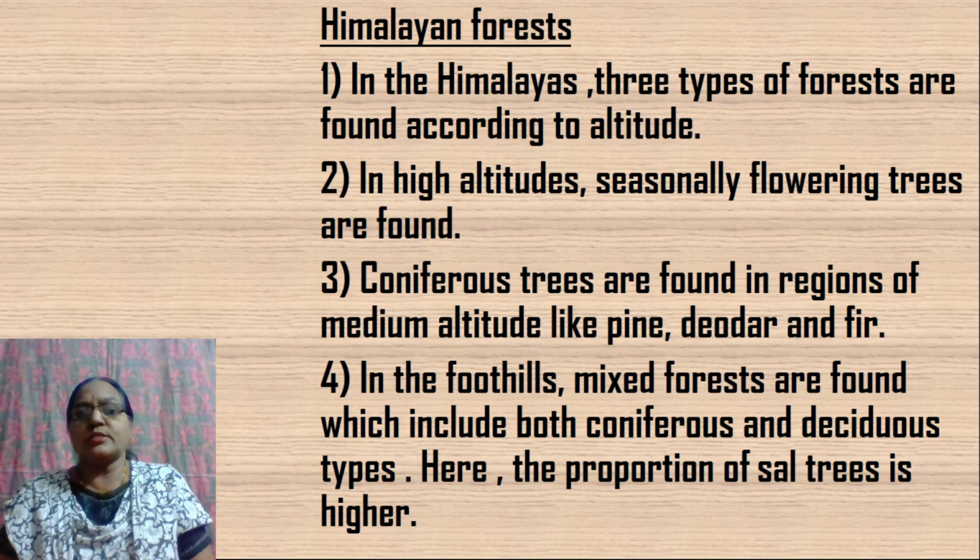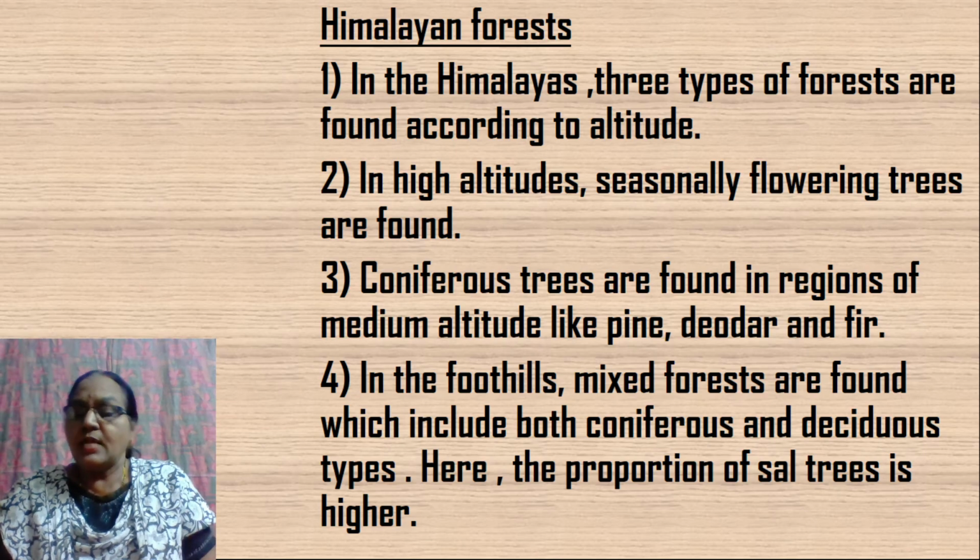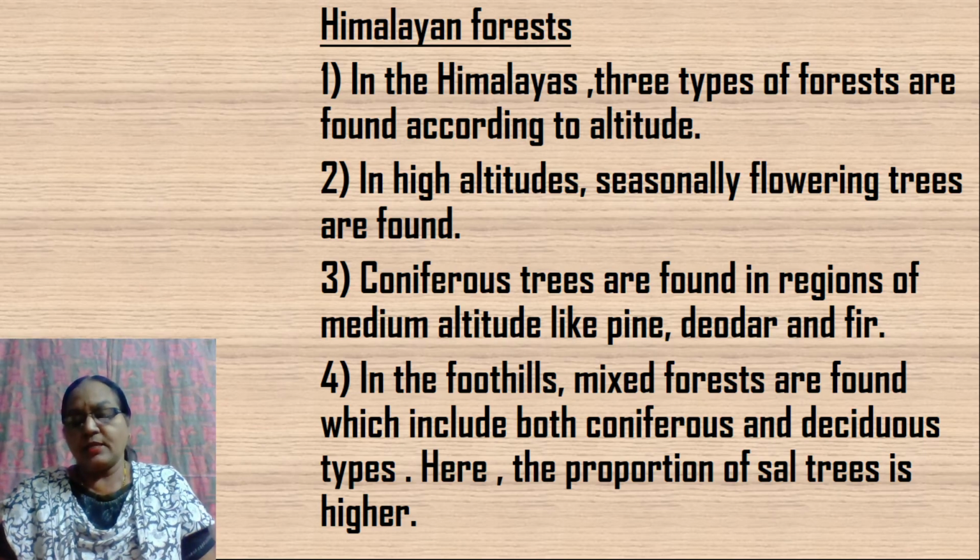And along the foothills zone of the Himalayas, mixed type of forests can be found, which includes both coniferous as well as deciduous varieties. And here a greater proportion of sal trees can be found. Now, the wood of sal is used for making railway sleepers.